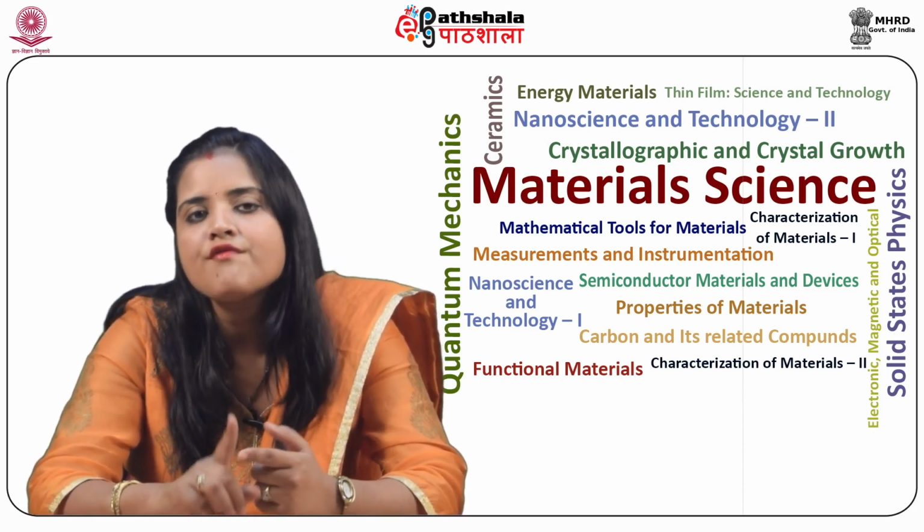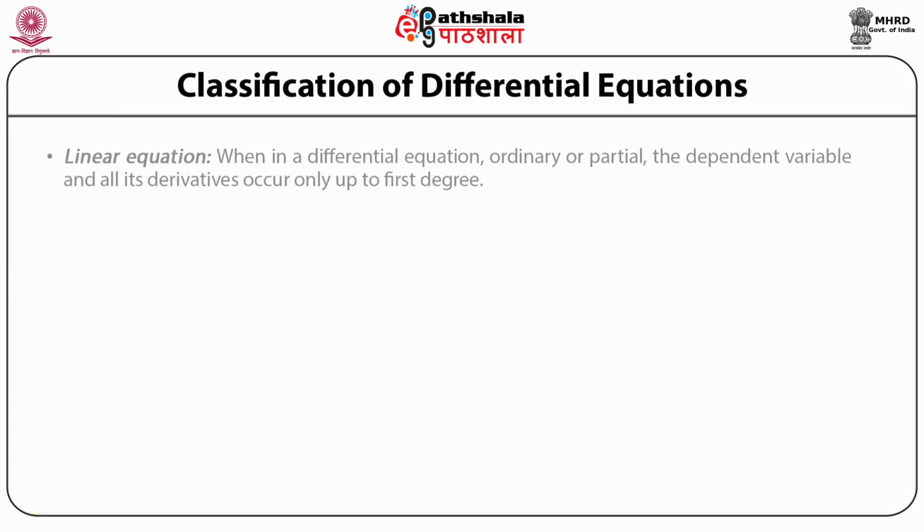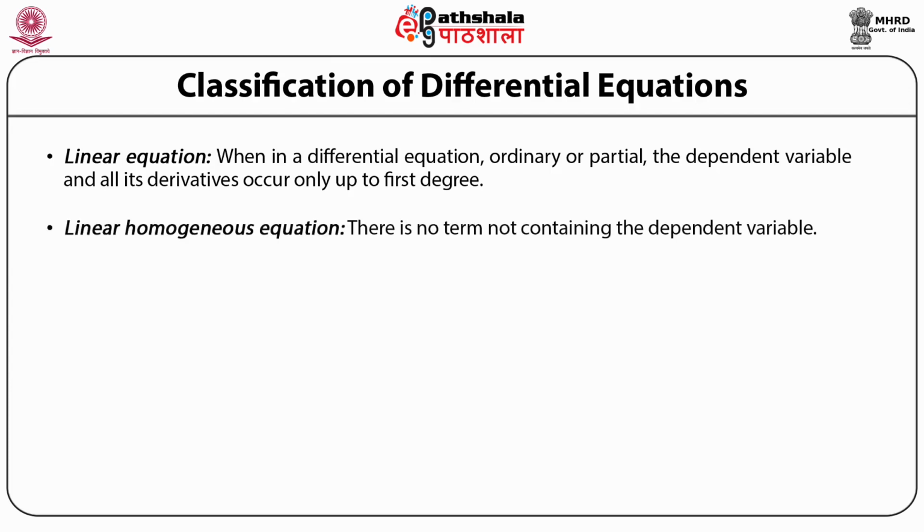derivative of order 0. If in a differential equation, ordinary or partial, the dependent variable and all its derivatives occur only to first degree, the equation is said to be a linear differential equation. If there is no term containing the dependent variable alone, it is called a homogeneous differential equation.